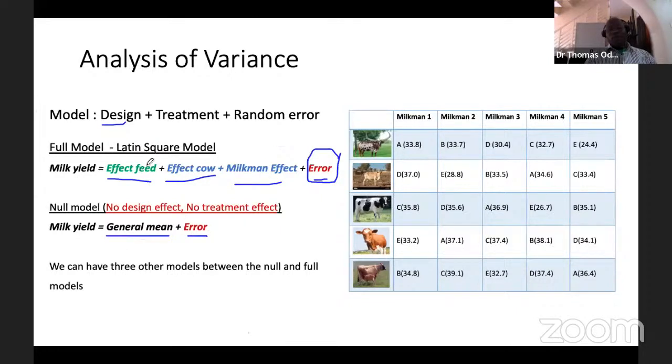And between these two models, we have three other models that we are going to look at. Sometimes there's what we call a nested model, where one model is a subset of the other.